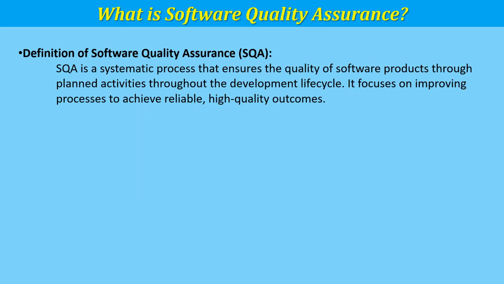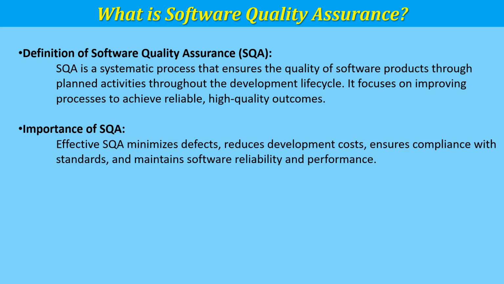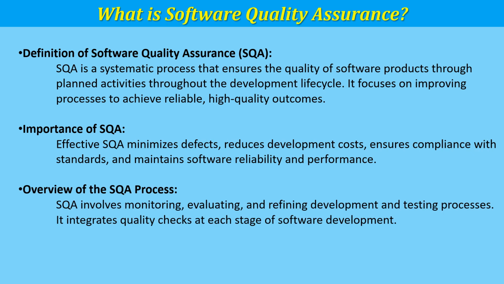What is software quality assurance? SQA ensures software meets standards and fulfills customers' expectations. This leads to better user satisfaction and fewer post-development issues. Importance of SQA: by emphasizing SQA, organizations save time, reduce cost, and build trust with customers through consistent delivery of high quality software. Overview of SQA process.